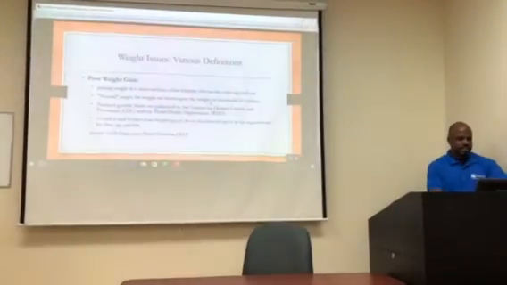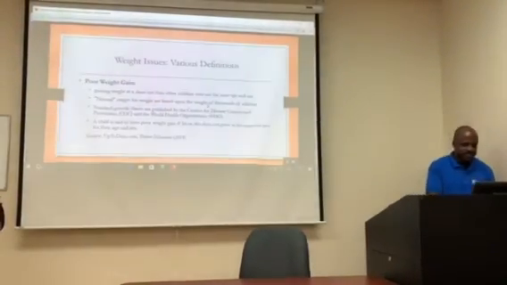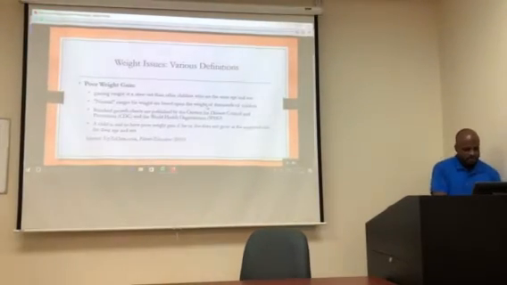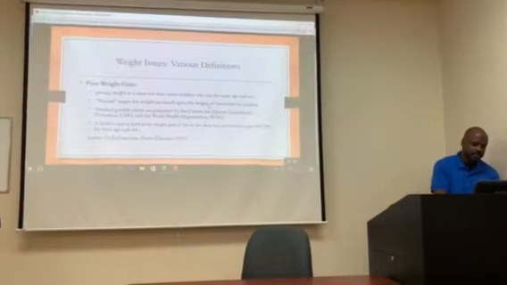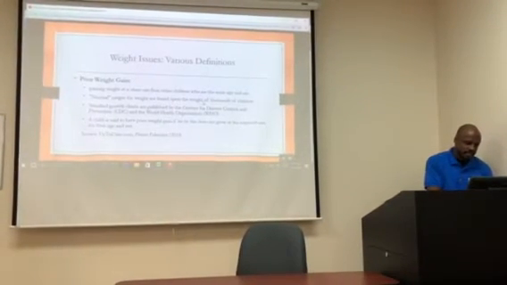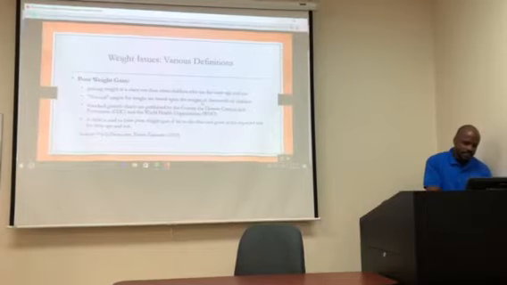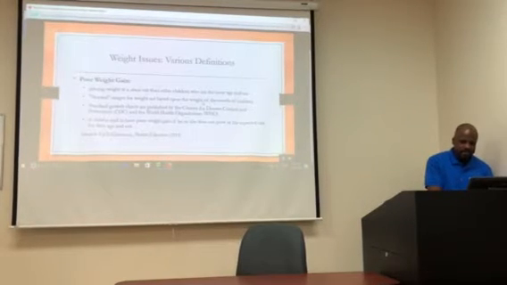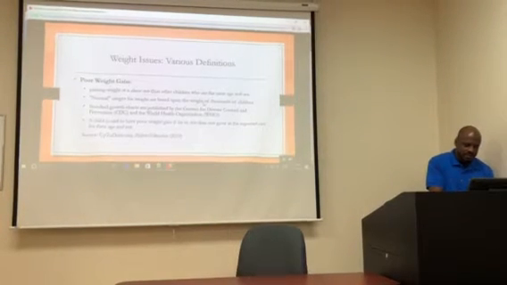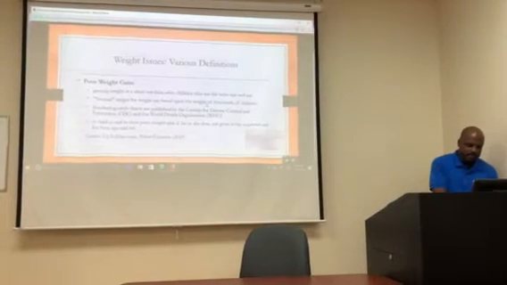Weight issues, various definitions. You have poor weight gain, which is gaining weight at a slower rate than other children who are the same age and sex. You have normal ranges for weight, which are based upon the weight of thousands of children. You have standard growth charts that are published by the CDC.